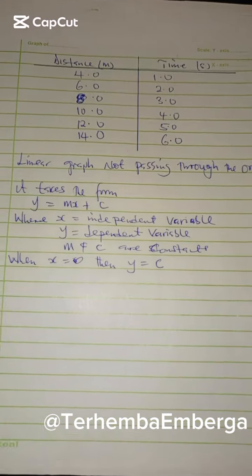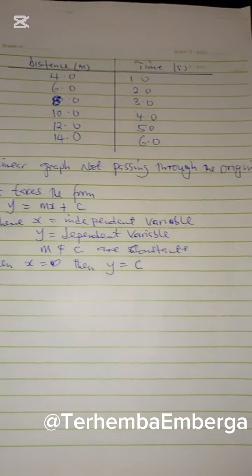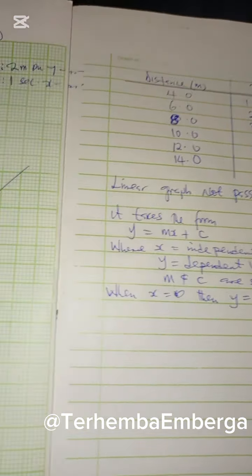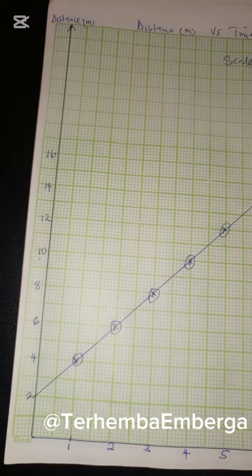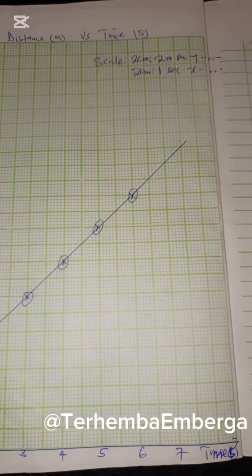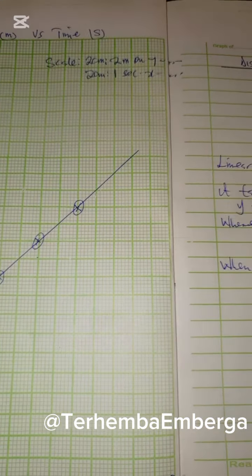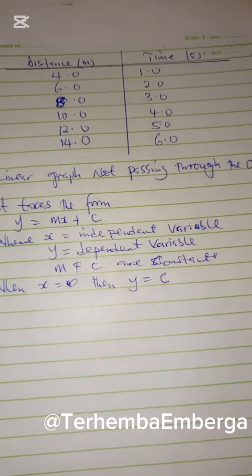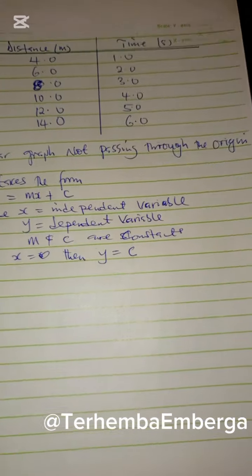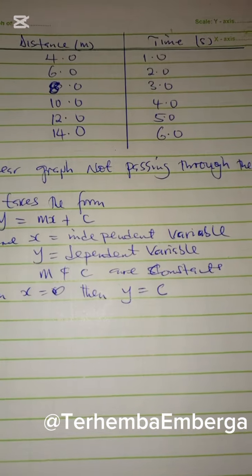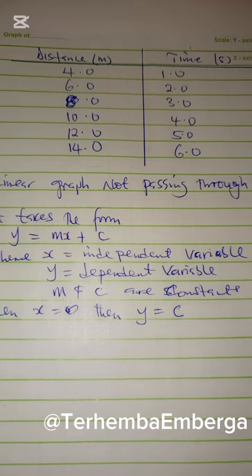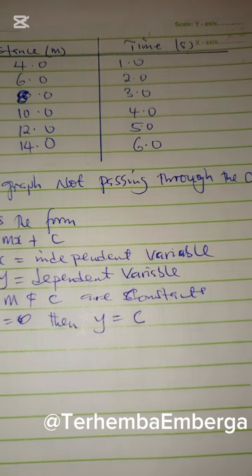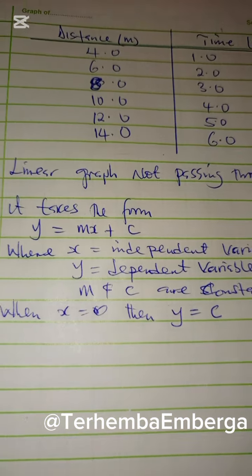Today we look at linear graphs not passing through the origin. Most of the time, students will be asked to find the intercept of a graph on the y-axis. So we want to look at it. Here we have the values of distance in meters and time in seconds.